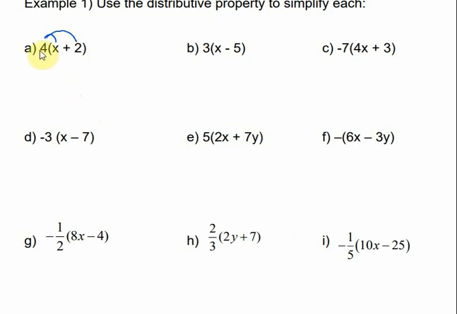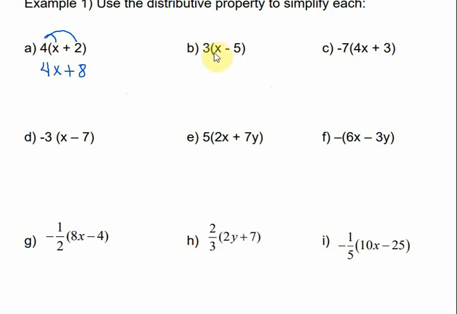The most common mistake is a student will multiply times the first term and then just bring down the second term without multiplying. So make sure you multiply times every term in the parentheses. Now, we cannot add or subtract terms that are not alike, but we can multiply terms that are not alike. So if I multiply 4 times x, that's like 4 times 1x, which is 4x. And then 4 times 2 is a positive 8. And then I'm done. I can't do anything else because those are not like terms. This is simplified and we're done with that problem.